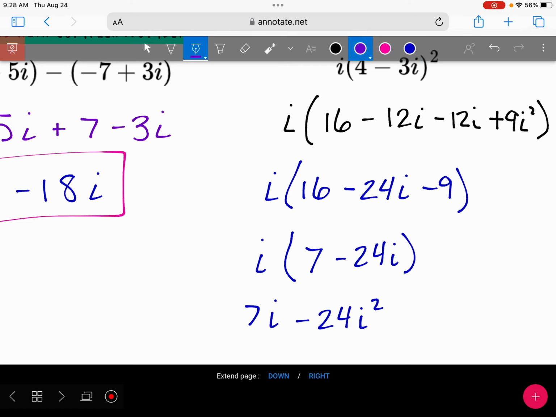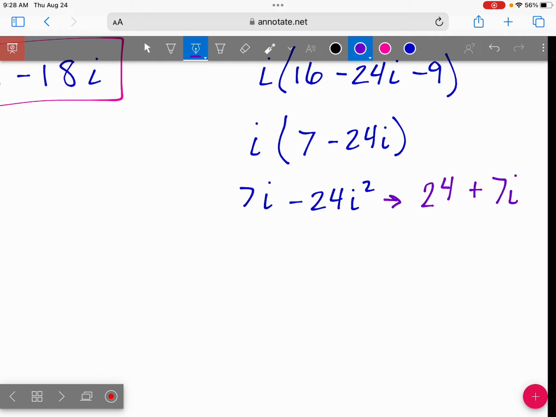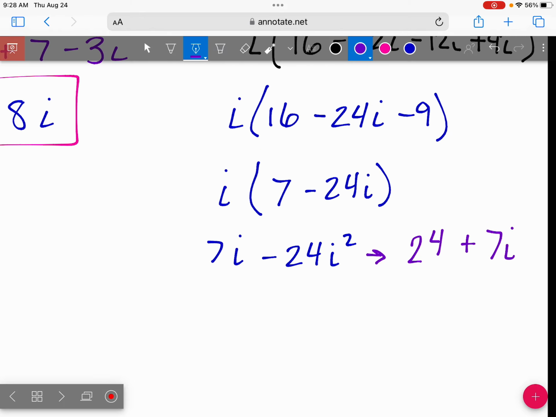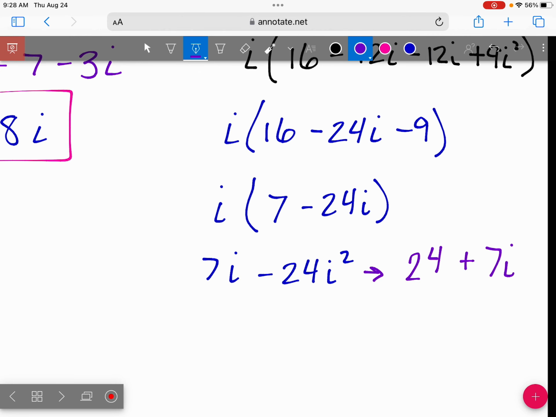Right? i squared equals -1, so this becomes 24 plus 7i. I will make it bigger and higher because I saw the back doing the lean. So they do get a little weirder.